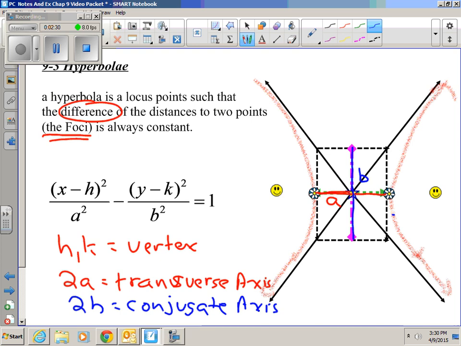And C is our distance from center point to focus. 2C, of course, is focus to focus. A, B, and C are once again related, but this time because C is our biggest distance, A squared plus B squared is equal to C squared.